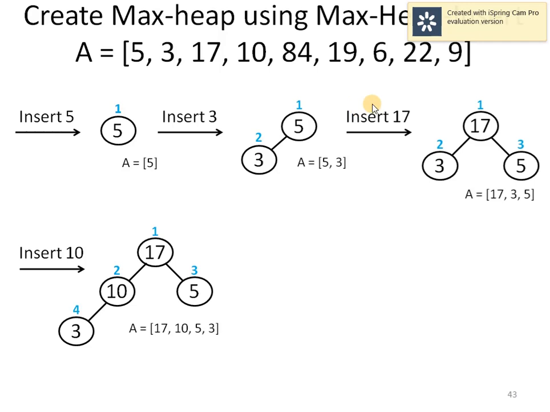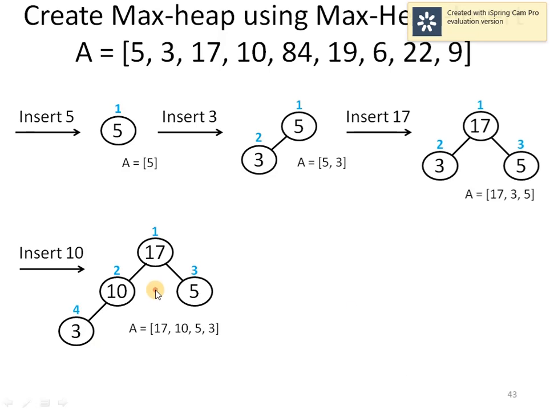Then we have to insert 10. 10 will be inserted as left of 3. So 10 is compared with its parent, that is 3. 3 is less than 10, so we have to swap. So accordingly, this is the final structure after the insertion of 10.